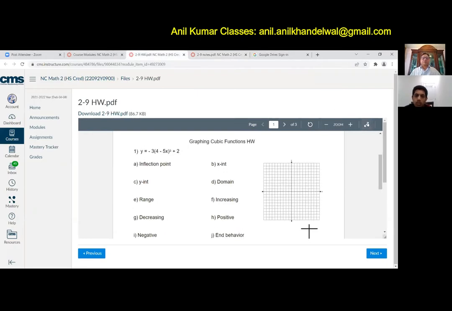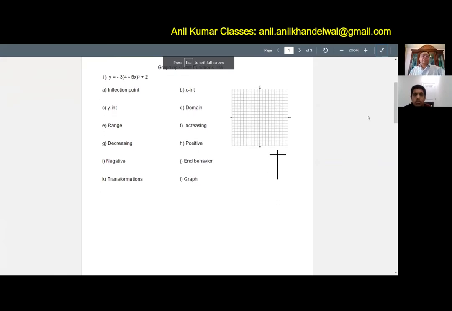So similar question, but this time we have minus 3, 4 minus. This is slightly different. So how will you write the transformation of this function? y = -3(4 - 5x)^3 + 2. We'll begin with the transformation this time. Is it okay? Right. So tell me the transformation.